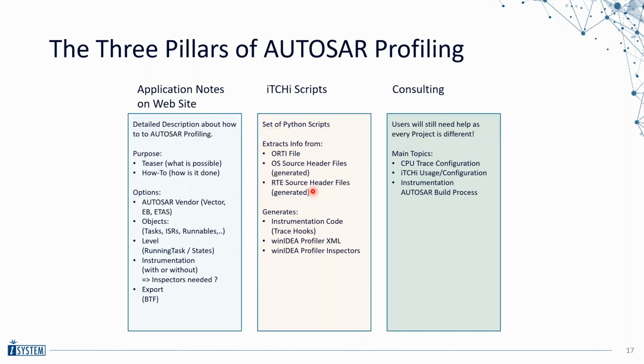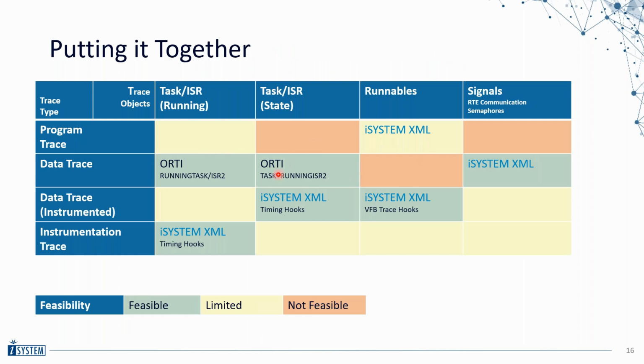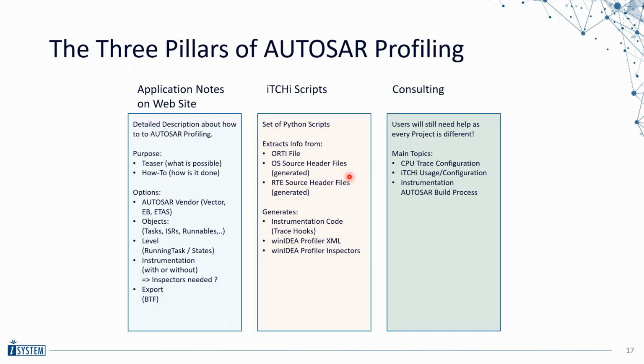Because there are so many different combinations, it's important that we help you understand which use case is actually feasible for you. And that's why we have the 3 pillars of AUTOSAR profiling. On our webpage, you can find a list of application notes for the different operating systems and for the different microcontrollers that explain which trace capabilities are available and which trace technique is the most efficient one for your use case. So that's the first pillar.